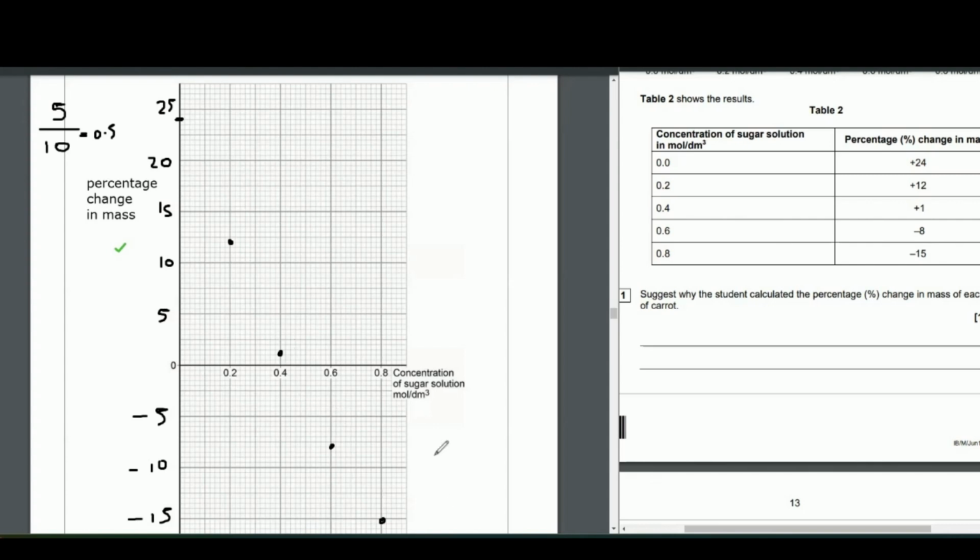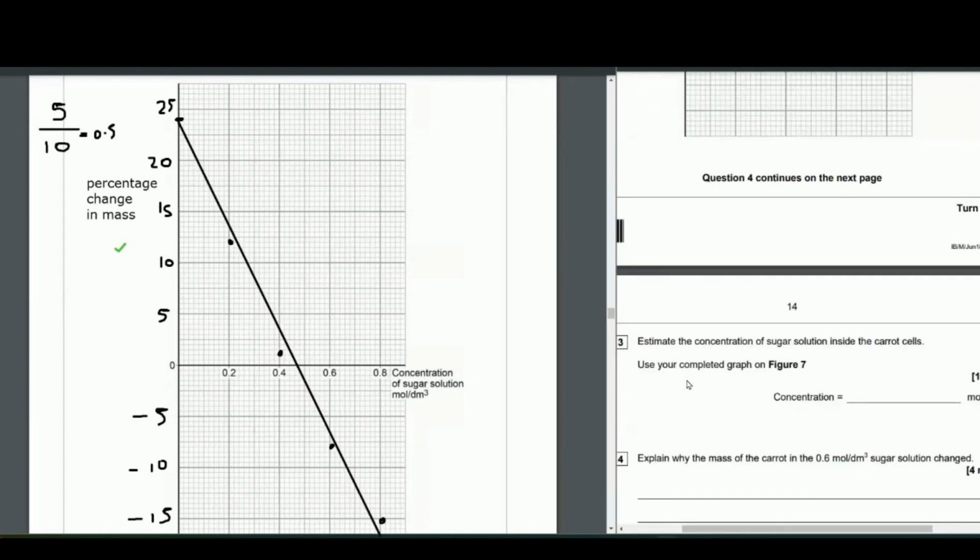Okay, now I need to do a line of best fit. Sometimes these are like a curve, but we're going to bust out a straight line on this one. This looks very straightish. It's kind of a curve, isn't it? Estimate the concentration of the sugar inside the carrot cells.